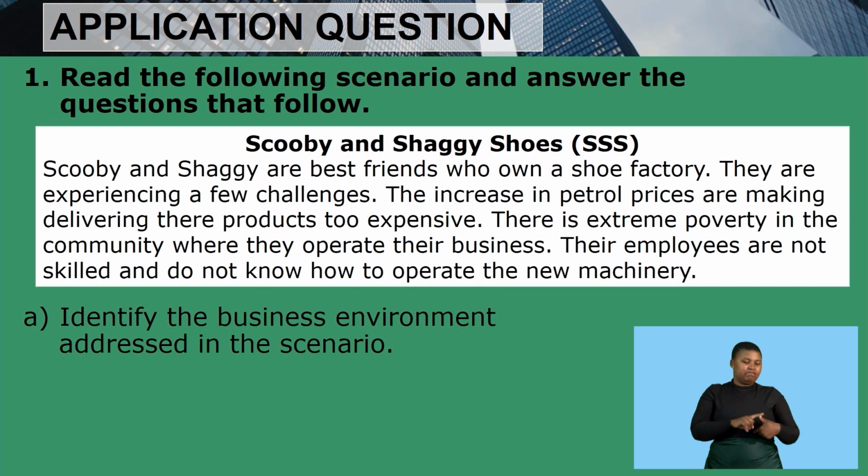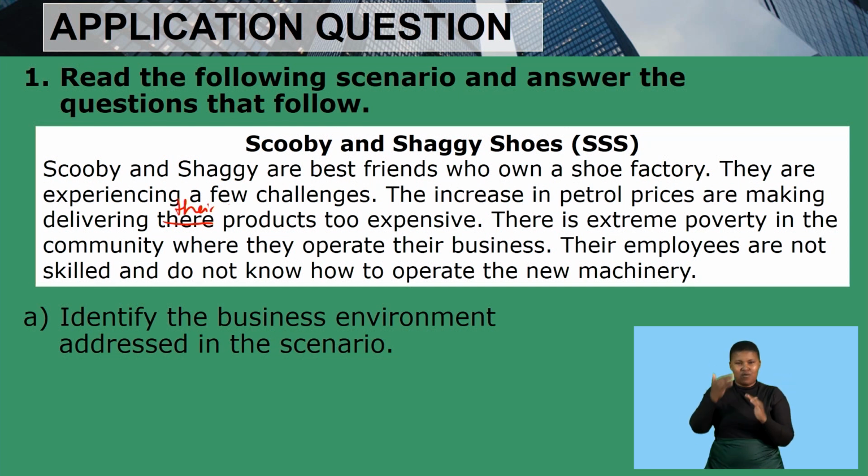Scooby and Shaggy Shoes, or SSS. Scooby and Shaggy are best friends who own a shoe factory. They are experiencing a few challenges. The increase in petrol prices are making delivering their products too expensive. There is extreme poverty in the community where they operate their business. Their employees are not skilled and do not know how to operate the new machinery.